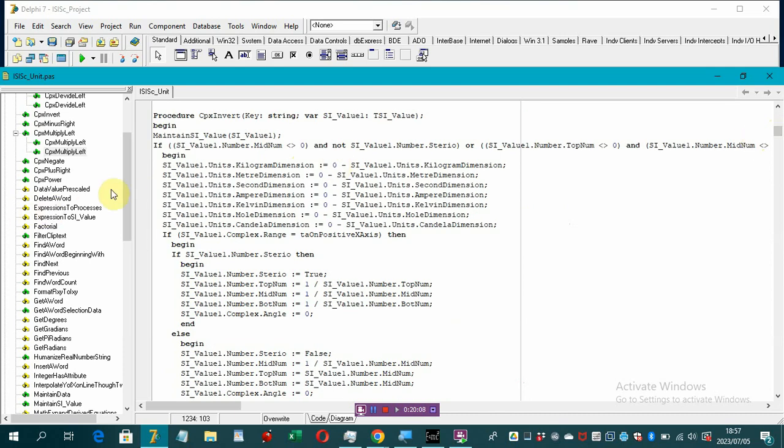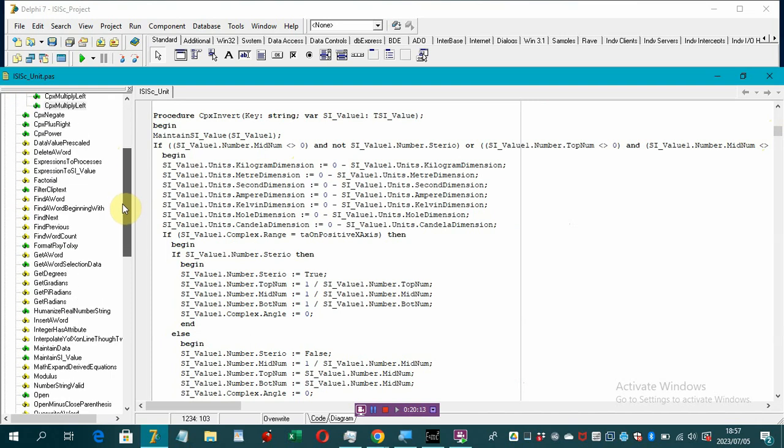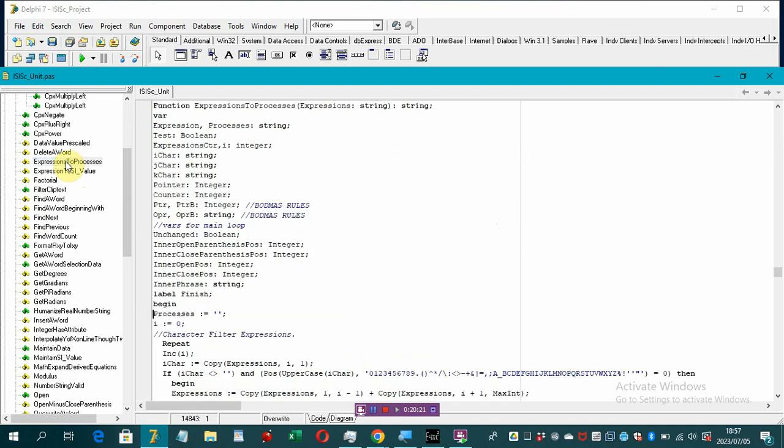The main functions of the program. I'm not going to show you all the details, only parts of it. Expressions to processes: this basically takes the formula that you type and converts it to reverse Polish notation sequences. Actually, multiple expressions to multiple sequences. A sequence of keys that is equivalent to an expression is called a process. So it's called expressions to processes.